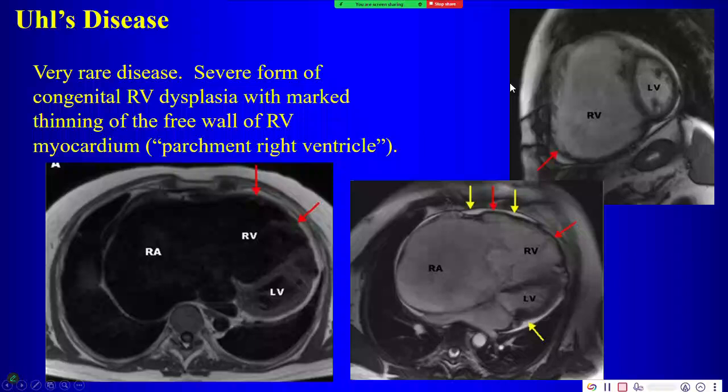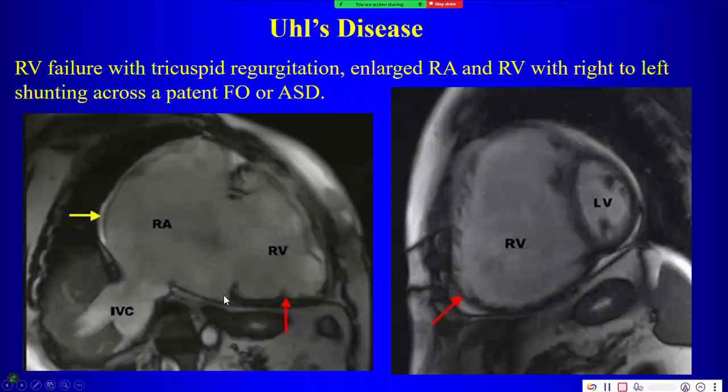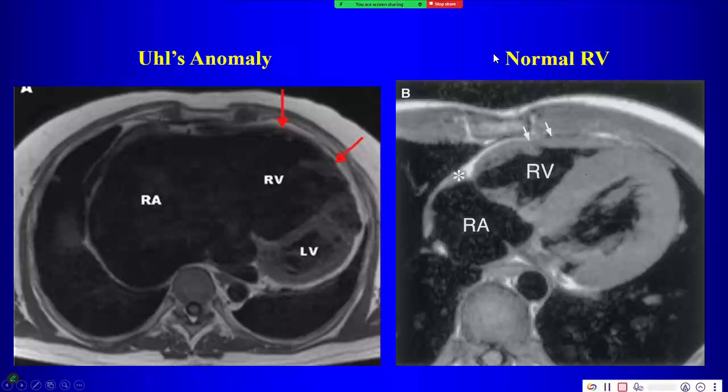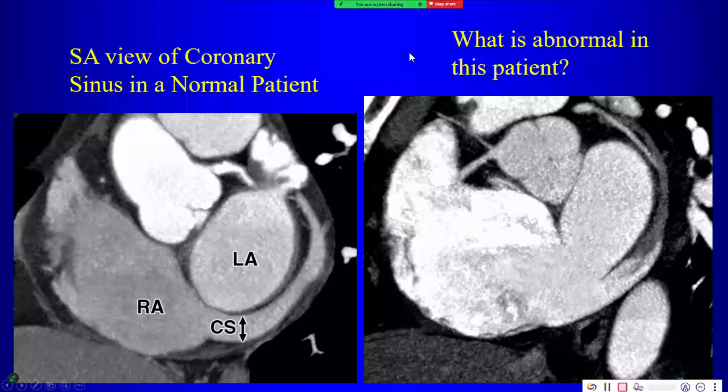Okay. So Ebstein's disease, severe form of congenital right ventricular dysplasia, marked thinning of the free wall of the right ventricle, also called parchment right ventricle, taper-thin right ventricle. So it's a congenital cardiomyopathy that affects the right ventricle. So that is Ebstein's disease. Okay? So this is what a more normal-looking right ventricle should look like. With Ebstein's anomaly, very dilated, poorly functioning right ventricle.